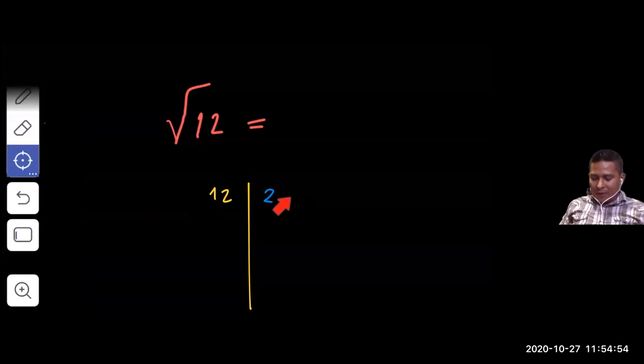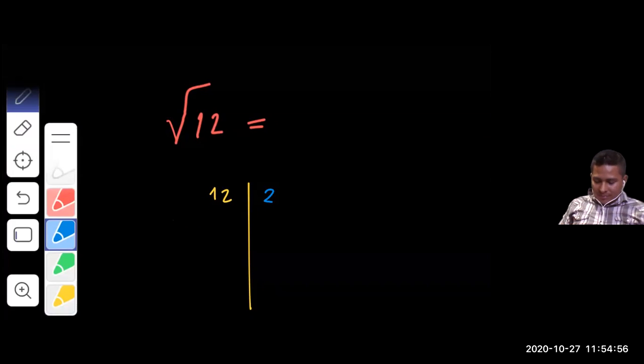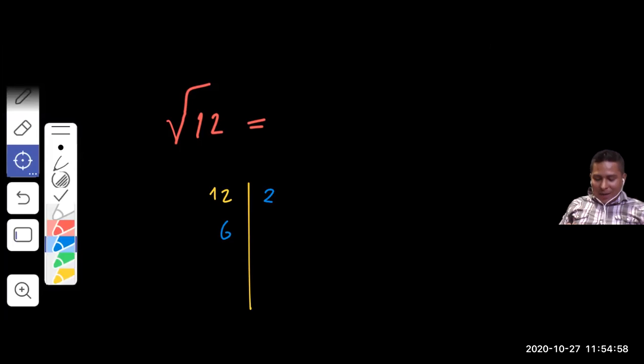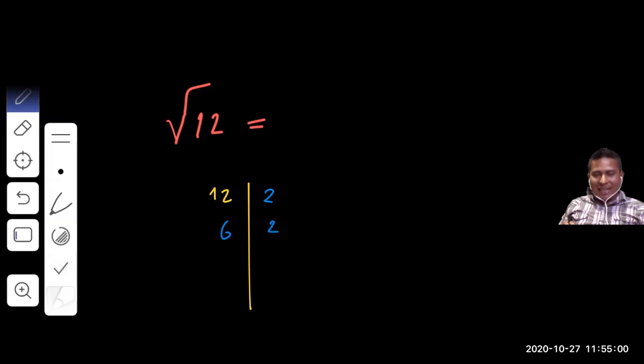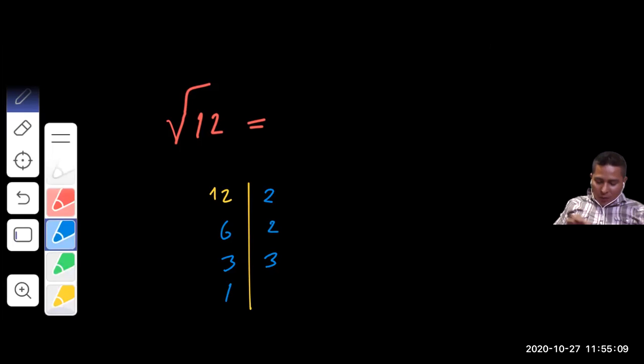What is the half of 12, guys? 6. We can use half again. What is the half of 6? 3. It's going to be 3. What is the third part of 3? 1. Thank you. Okay, now I'm going to group according to my index. This index is invisible, but we know it is 2, right? I need to make groups of 2. 2 times 2, guys. 2 squared.